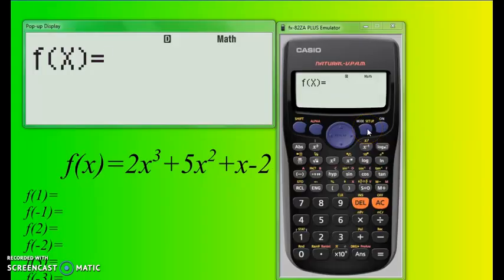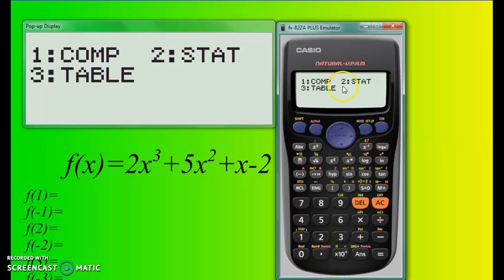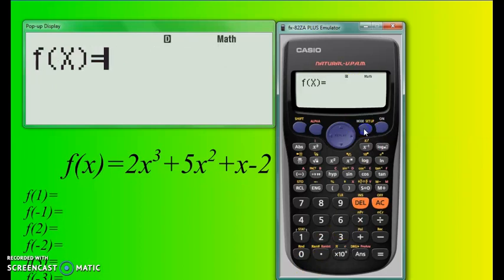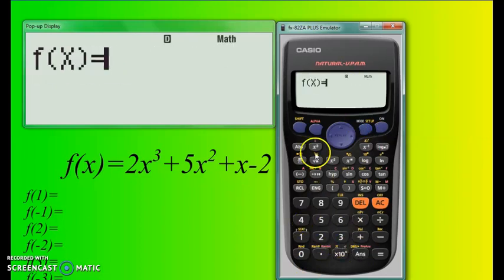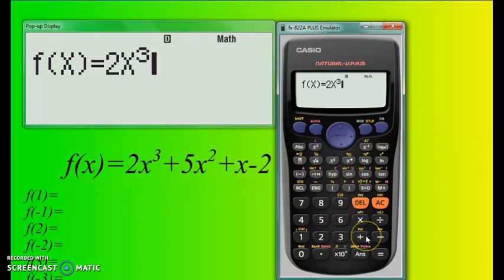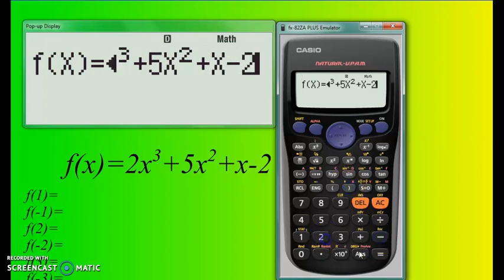Now that in itself is a long process. So I go and press mode on my calculator. I choose 3, which is the table, and then I type in the equation as it's given: 2 alpha x cubed plus 5 alpha x squared plus alpha x minus 2.